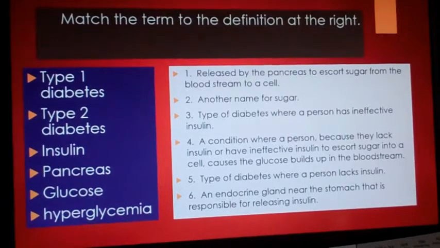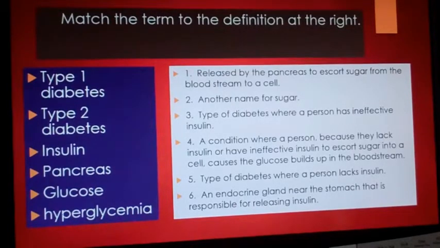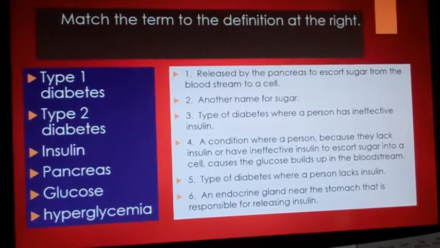Number 4, a condition where a person, because they lack insulin or have ineffective insulin to escort sugar into a cell, causes the glucose to build up in the bloodstream. Number 5, type of diabetes where a person lacks insulin. Number 6, an endocrine gland near the stomach that is responsible for releasing insulin.